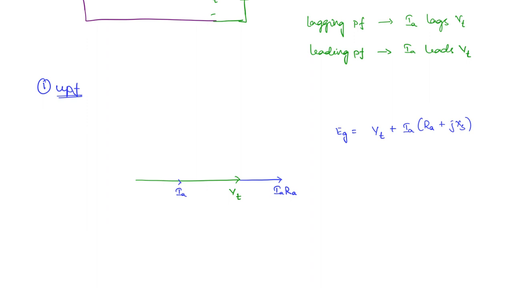So that is the characteristic of the inductor. The voltage will be leading the current. So here you have J times IA into XS. So what will be the actual generated voltage now? This is EG. You can also call this as the no load voltage.